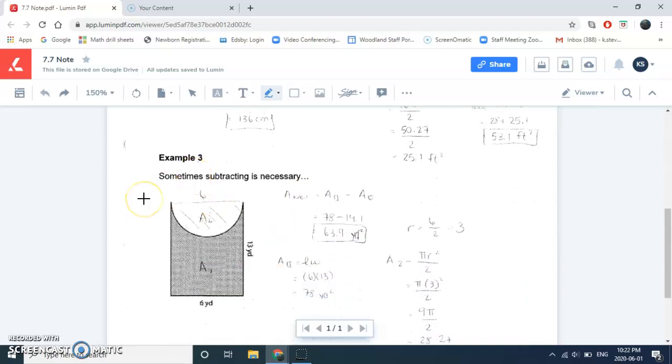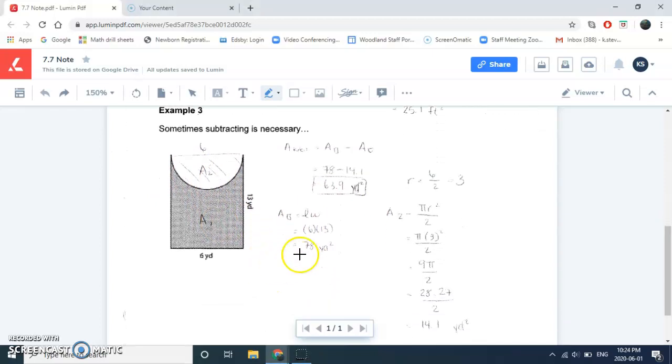All right. Now, sometimes we're going to have to use subtracting, as we see in our example number 3. Our A total is going to come from the full rectangle. We're going to subtract out this semicircle. So first we need to split it up into A1 and A2. As we can see, A1, our rectangle, is length times width. So we want to find the full total length, including this cutout semicircle part. So that's 6 yards times 13 yards, which gives us 78 yards squared.